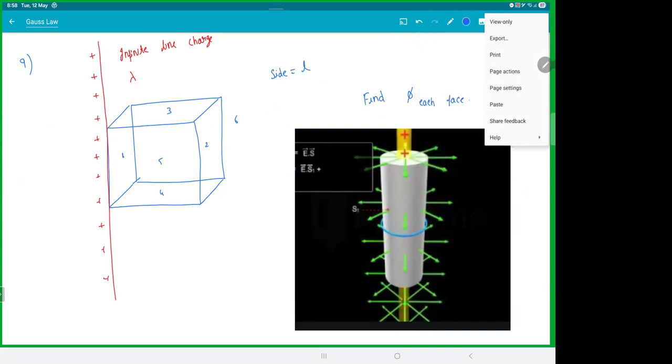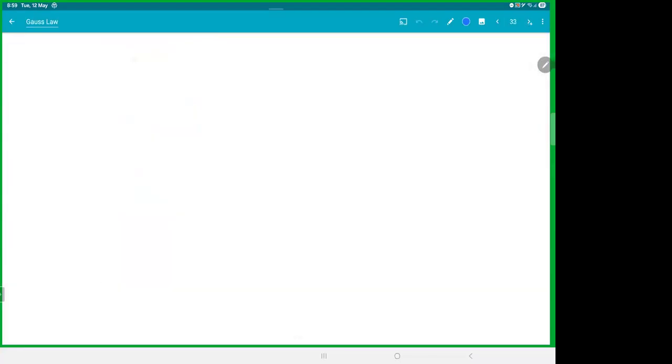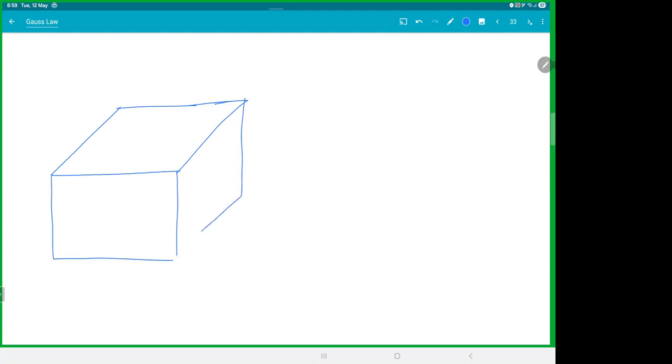Okay, let's see. First thing, let's see how much the cube is contributing. What I will do is put three more cubes. I just need three more cubes only, I don't need eight cubes now. If I keep three more cubes like this, total four cubes, and my infinite line charge is passing through the four of them through the center like this.